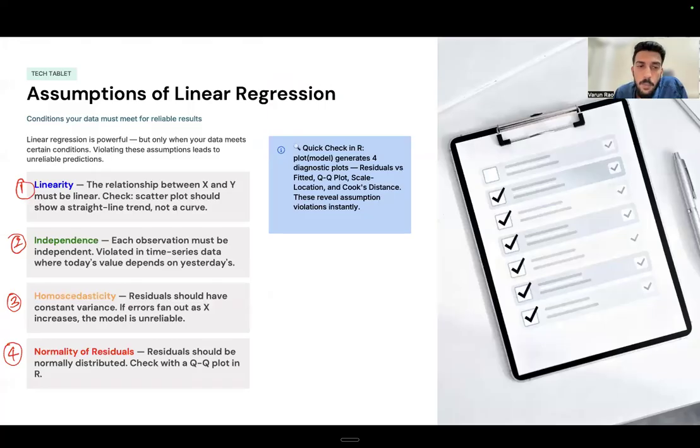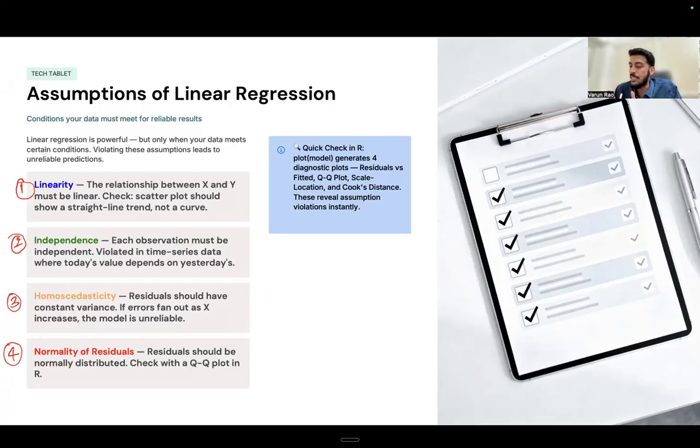Now, what do we mean by homoscedasticity? The residuals that you see, what is the residual? It is actual minus predicted. The residuals that we see, they should have constant variance. If not, the error increases. And then finally, normality of error.